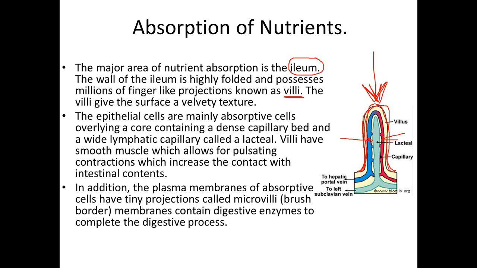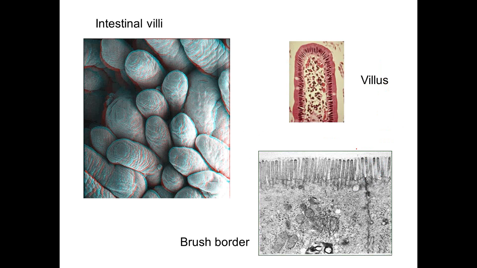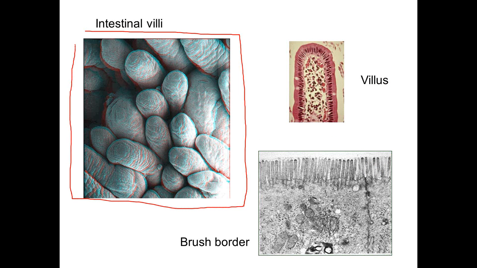The other thing that we need to know is the cells on the outside themselves have tiny projections too, and they're called microvilli, or a brush border. We'll see this all better on our next slide. So this picture here is an electron micrograph of the lining of the intestine. And you can see these very defined finger-like projections sticking out into the intestine itself.